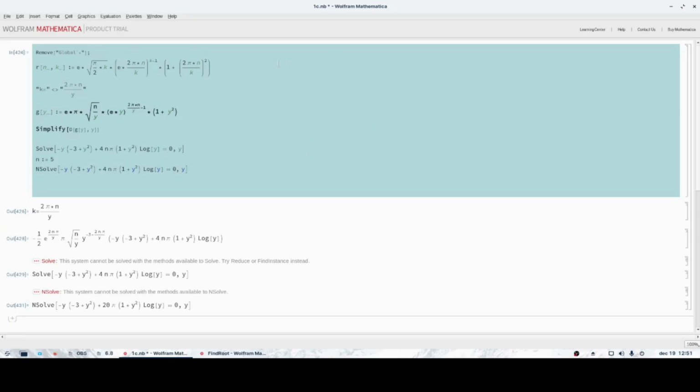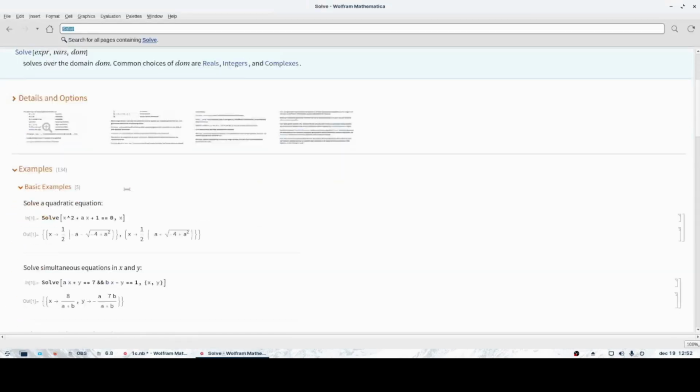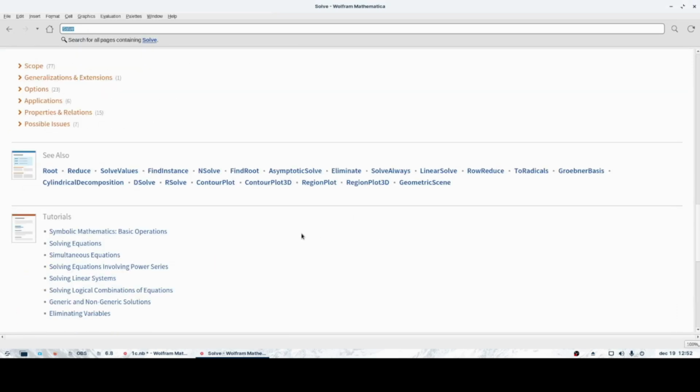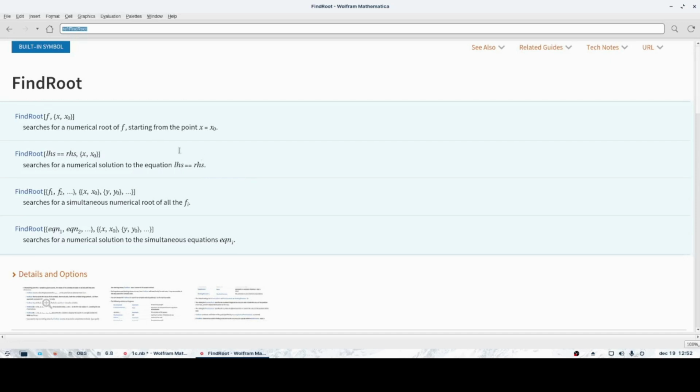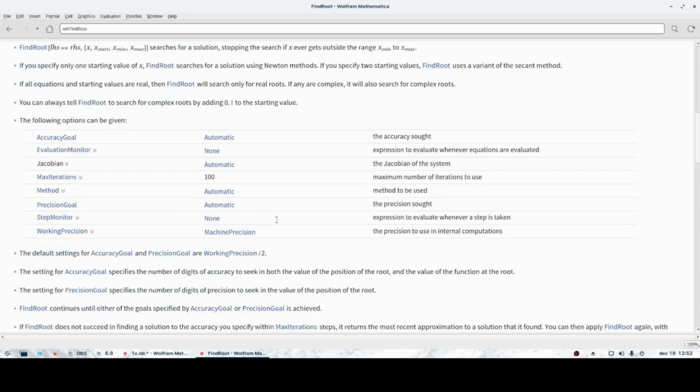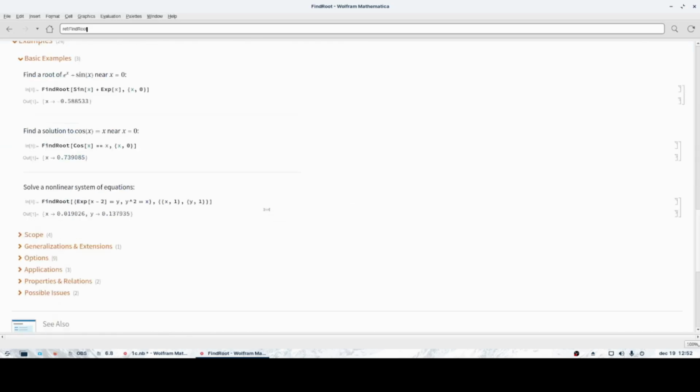What else can we use then? Let us see if we have some documentation. What other functions exist to solve for values? FindRoot, which searches for a numerical root. Example. What's the example? FindRoot.